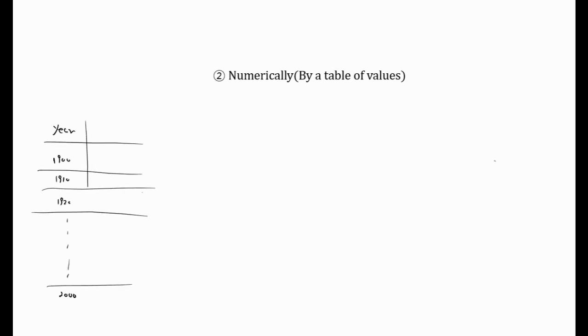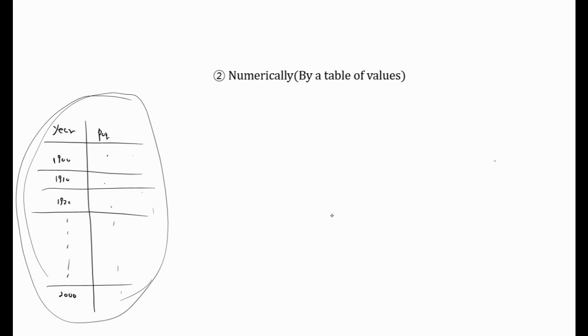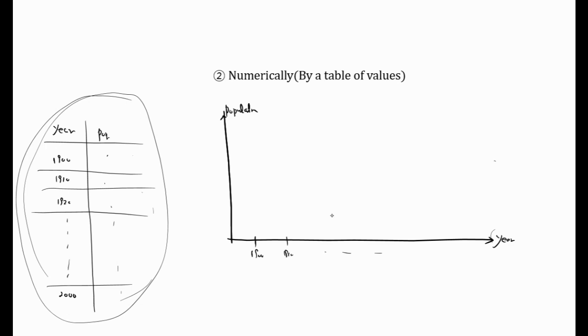And at each year, we have a population like this. You can get this data from someone, and based on this data, we can draw the graph. This is year as the independent variable and population as the dependent variable. The years are 1990, 1910, and 2000. For each discrete independent value, we have a dependent value like this. This is called a scatter plot.